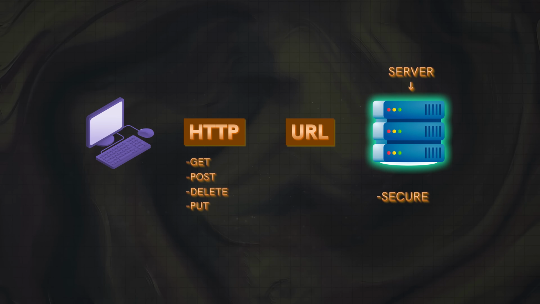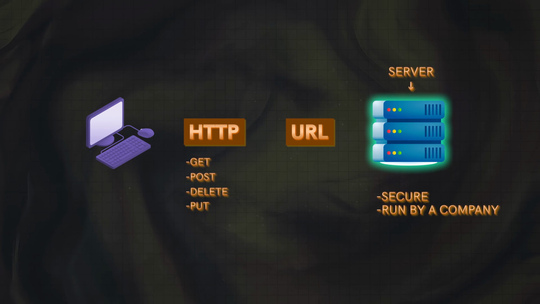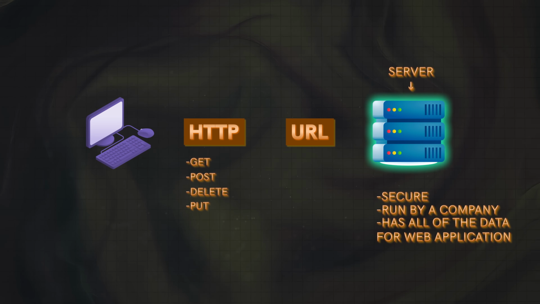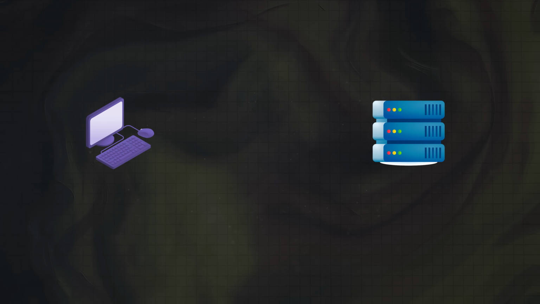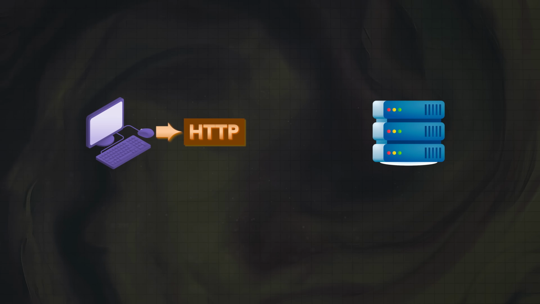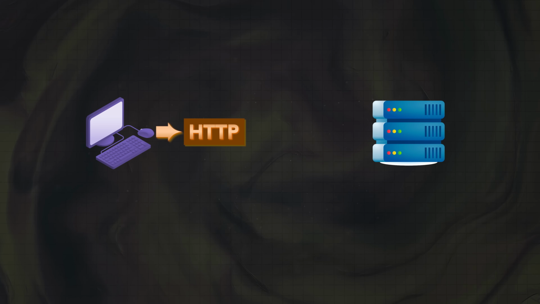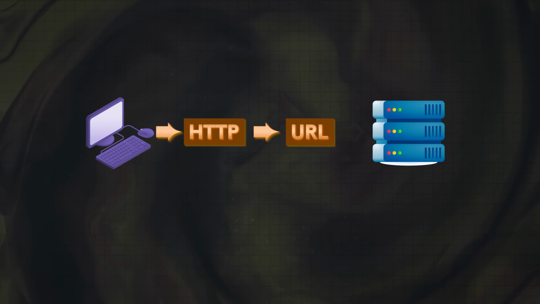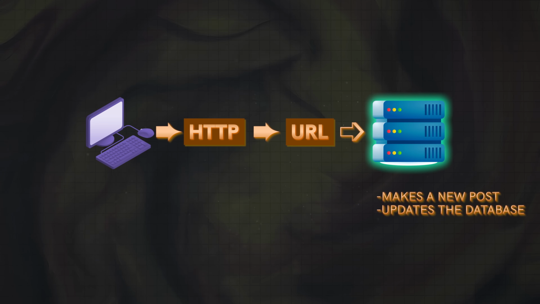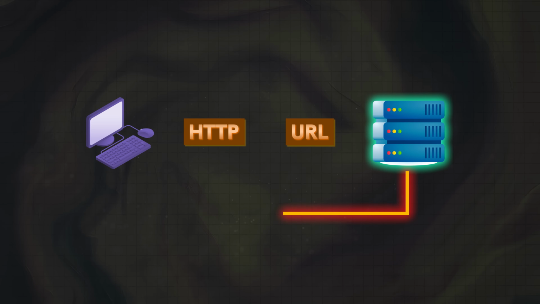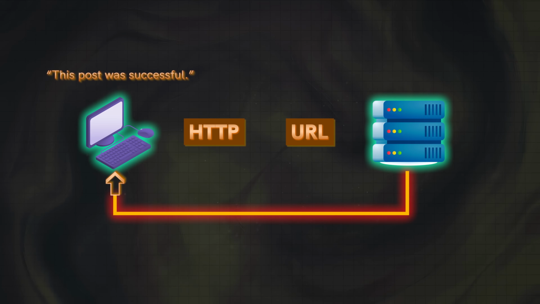The server is secure, it's being run by some kind of company, and it has all of the data for the web application. So when you make a new post, for example, you send an HTTP POST request to a particular URL on this server. It then makes that new post, updates the database, and then sends you back all of that data to the client to tell you, hey, this post was successful. Same thing if you're fetching comments or retrieving a profile or something along those lines. Behind the scenes, you send this HTTP request using this API, and then you get the data back.